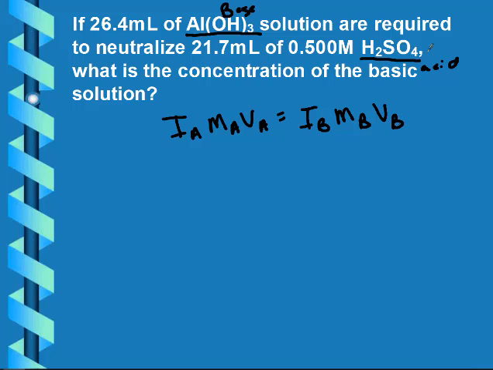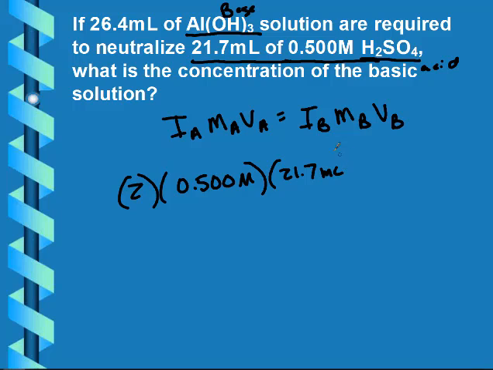So my IA, I look at my acid and there's 2 hydrogen ions. So that's going to be 2. My molarity of my acid was 0.500 molarity. And my volume of my acid was 21.7 milliliters. My IB, I've got 3 hydroxides. I'm trying to find the molarity of my base, and the volume of my base was 26.4.